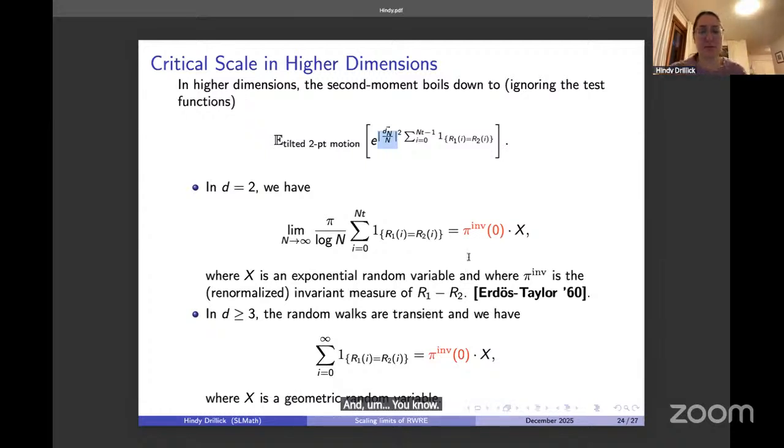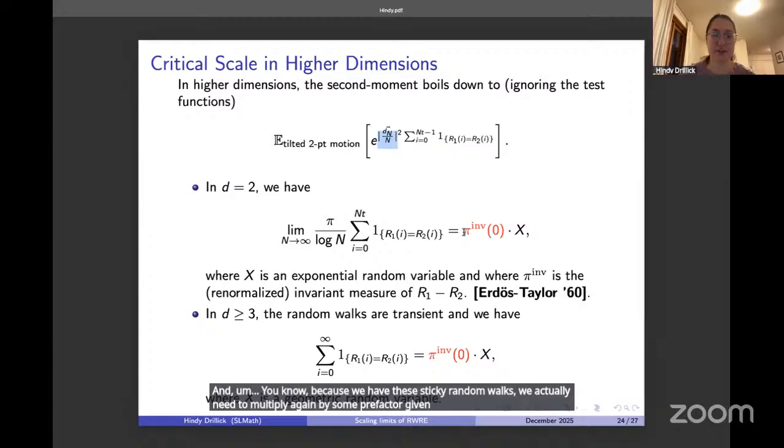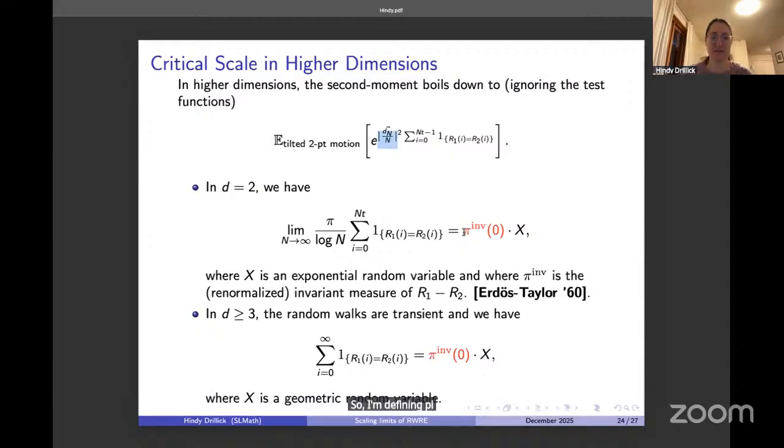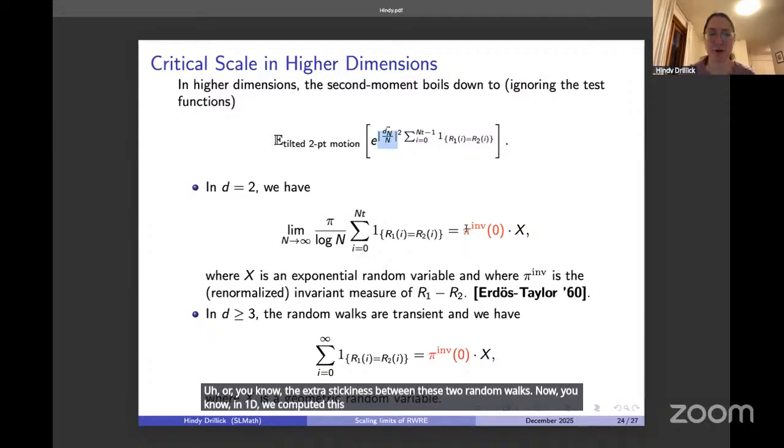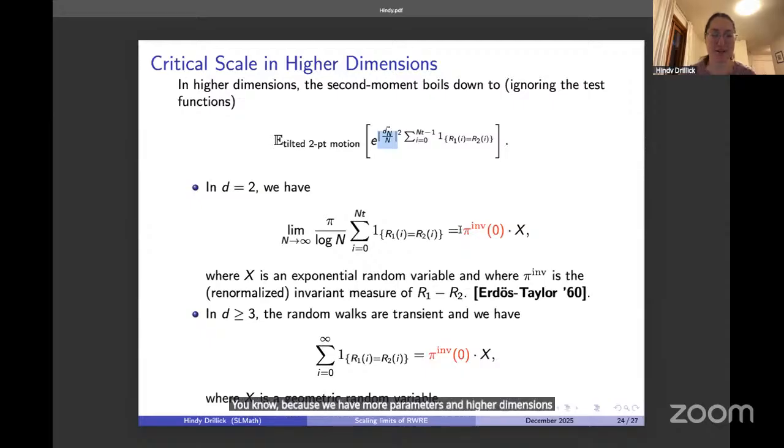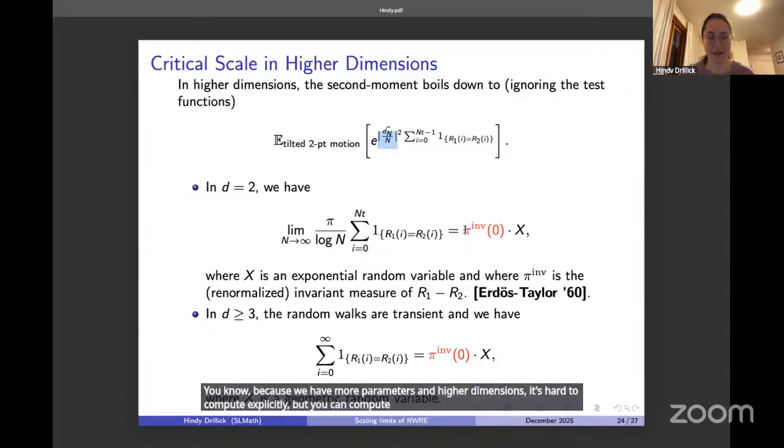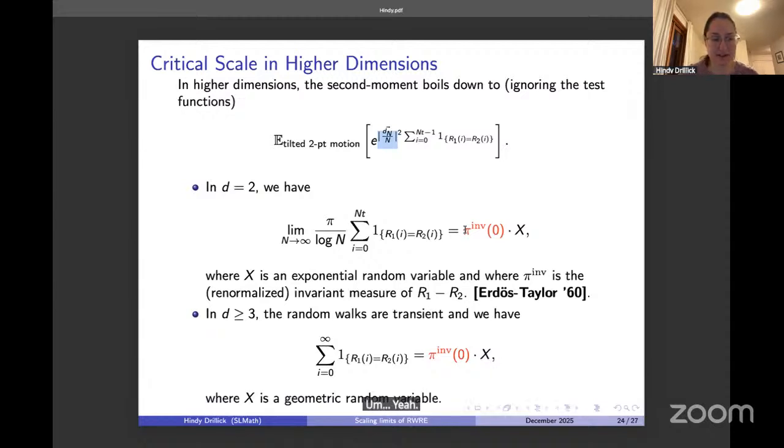And because we have these sticky random walks, we actually need to multiply again by the invariant measure at 0 of R1 minus R2. So I'm defining pi_inv to be the invariant measure of this difference walk R1 minus R2. So it again represents the extra mass at 0, or the extra stickiness between these two random walks. Now, in 1D, we computed this explicitly, and it was 1 over 1 minus 4 sigma squared. Because we have more parameters in higher dimensions, it's hard to compute explicitly, but you can compute this invariant measure, in theory at least.